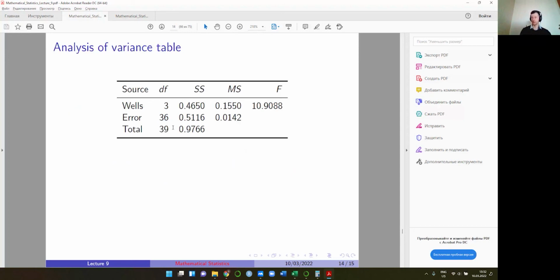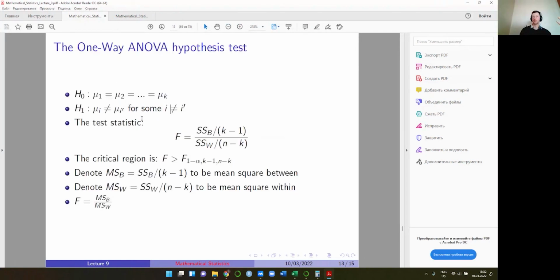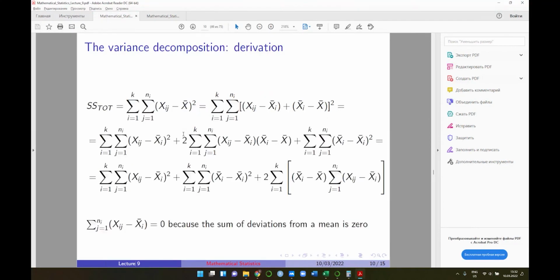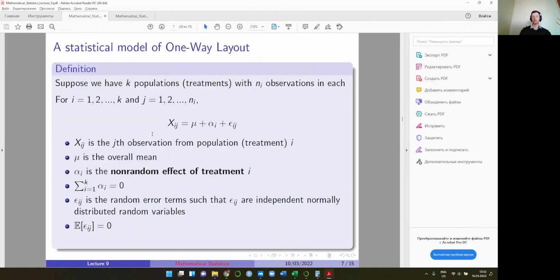3 plus 36. Why did you say that it is between, but it is like error? Why? Well, look, this notation comes from the statistical model that we formulated. So between is the variability because of this alpha, and error is the variability because of epsilon. And also when we call this between and within, the variation between is attributed to alpha and variation within is attributed to epsilon.